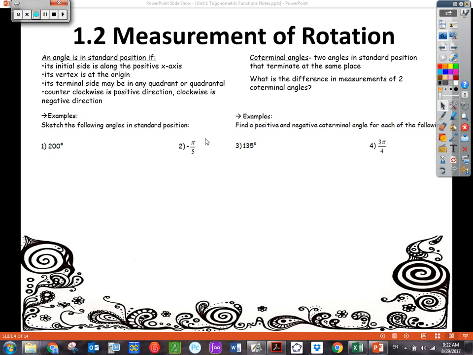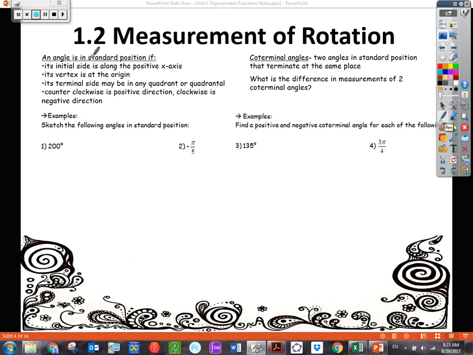Our first vocabulary word is standard position. We want an angle in standard position. So let's focus on that for just a moment. That's our first vocab word. And for it to be in standard position, it has to meet these criteria. Its initial side has to be along the positive x-axis. And let's talk about that for just a moment.